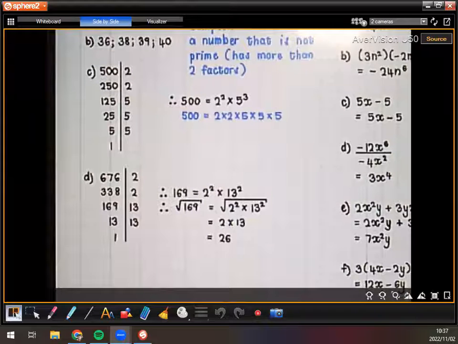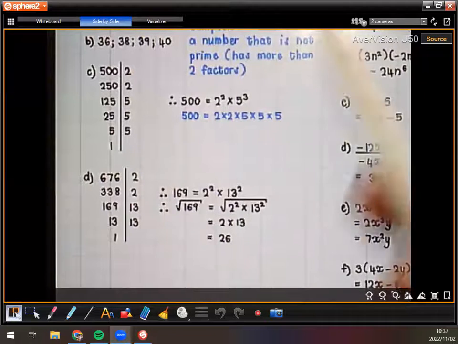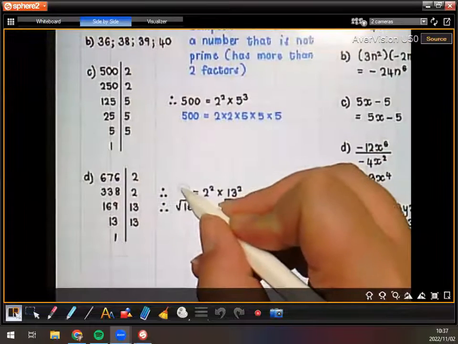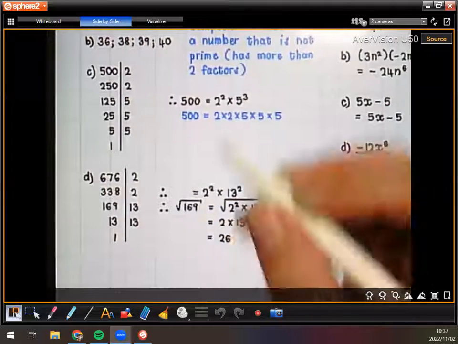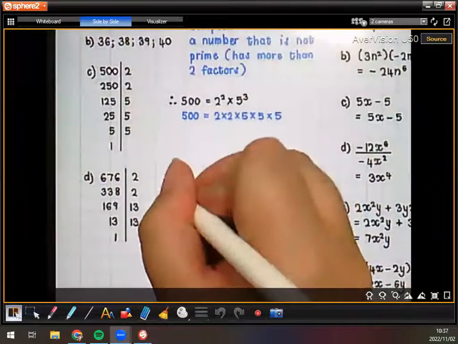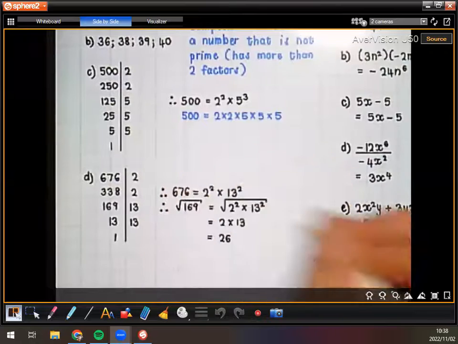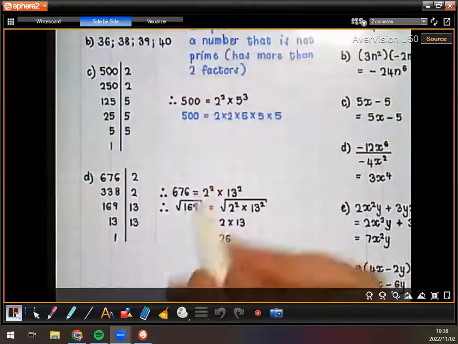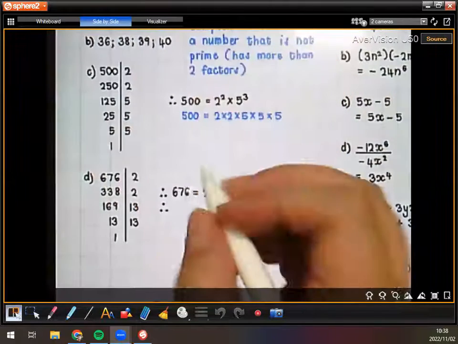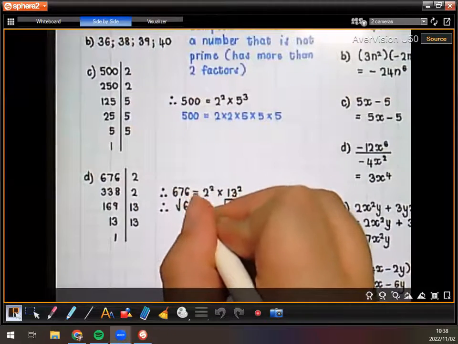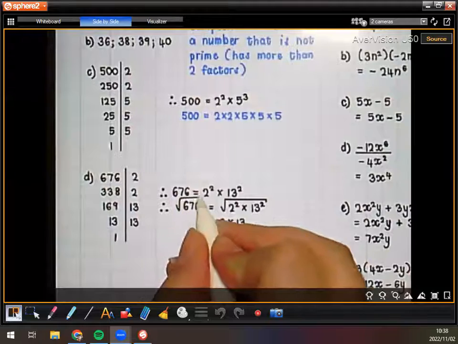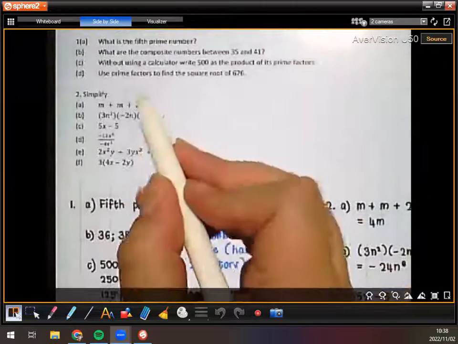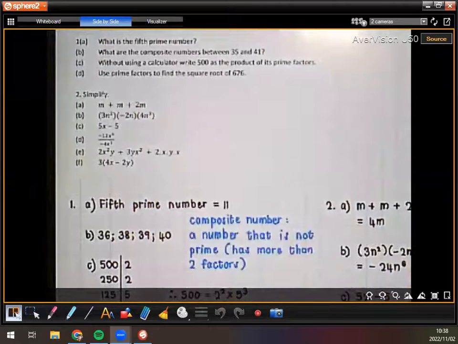Okay, for D, this was a little bit trickier because, oh wait, why did I write 169? It was 676. Sorry, just fix that quickly. So they asked you, I'll just check now what the wording of the question was again. They asked you to find the square root of 676. Let me just check. Use prime factors to find the square root of 676.